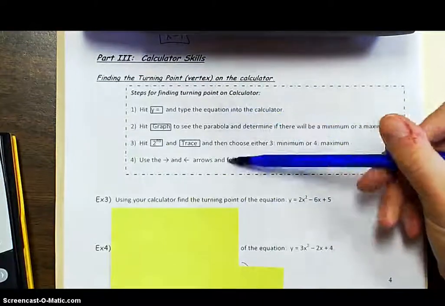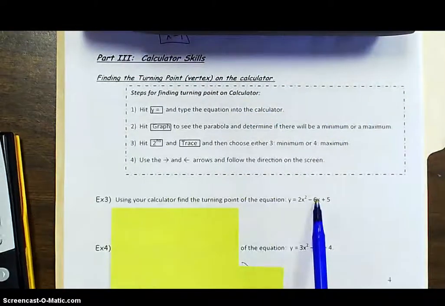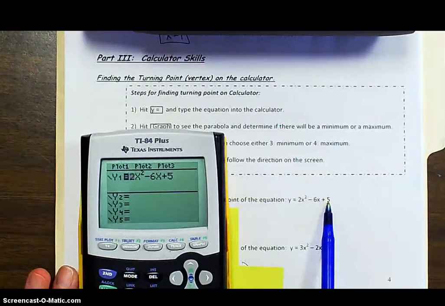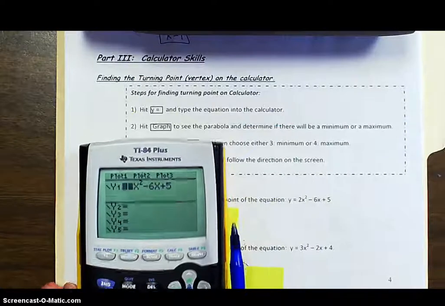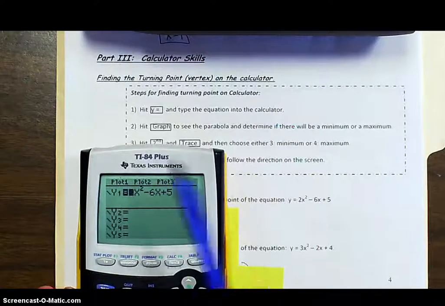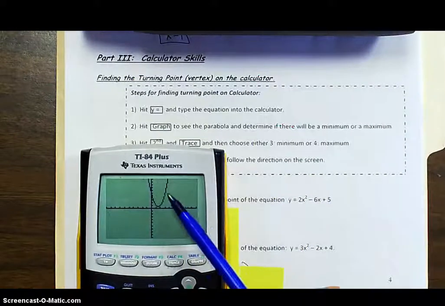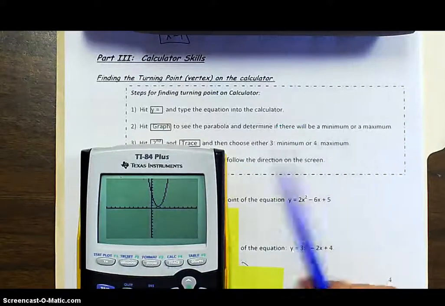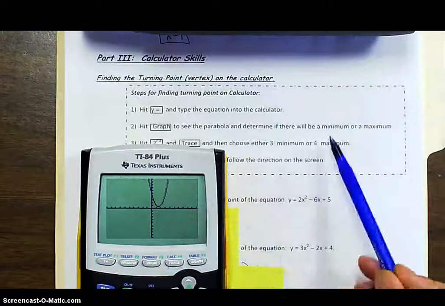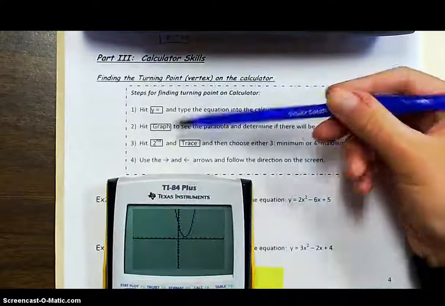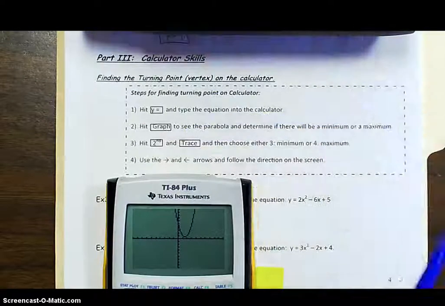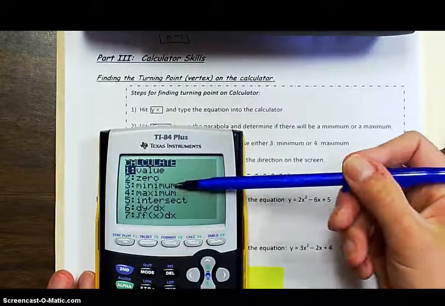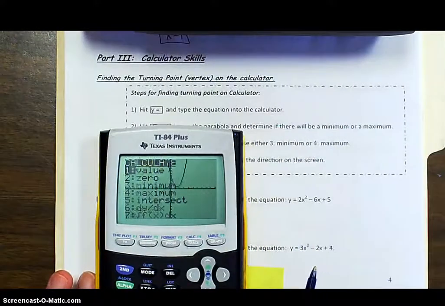Okay, so we're going to follow these steps through the first question here. So I'd like everybody to go to their y equals and type in the first equation. Okay, then step 2, we're going to hit graph. Okay, we're taking a look at this graph, and we need to decide, is it a minimum or a maximum? And here my turning point's at the bottom, it's a minimum. So now we're going to hit second trace. So second trace. And now I can see I have the word minimum. So I'm going to hit 3.